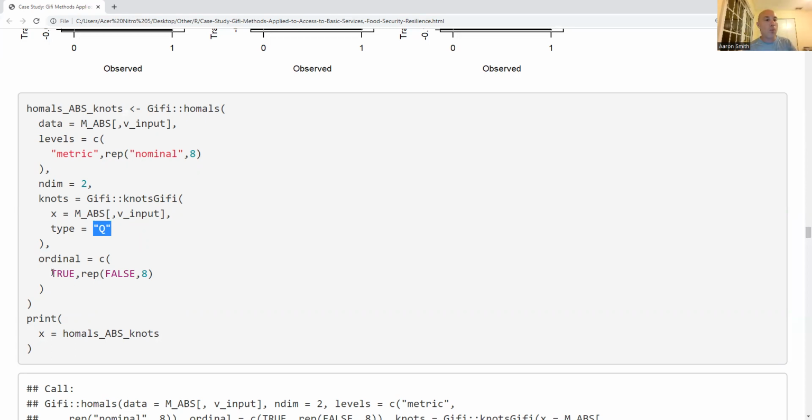And here, ordinal, we're saying that that continuous variable is an ordinal for the purpose of the knots, and the rest are nominal variables.